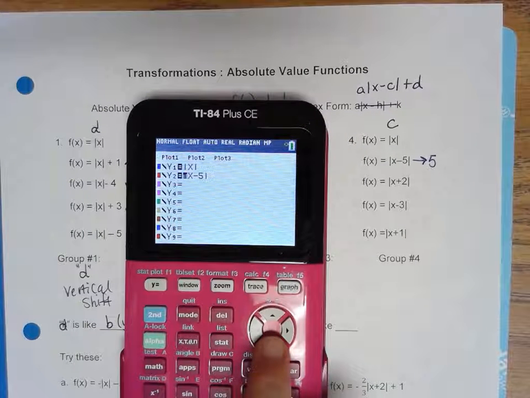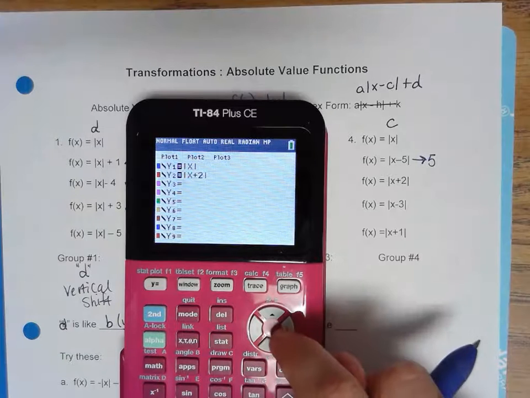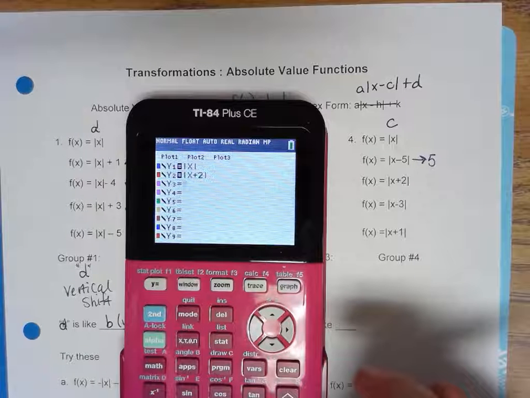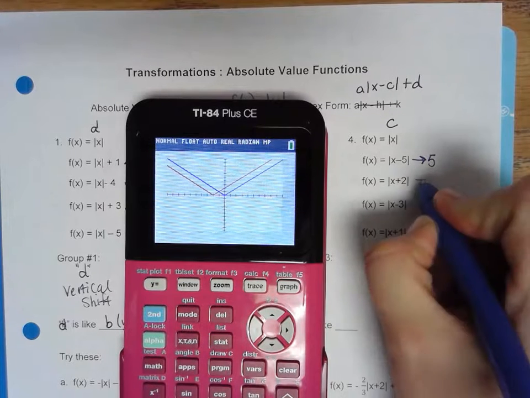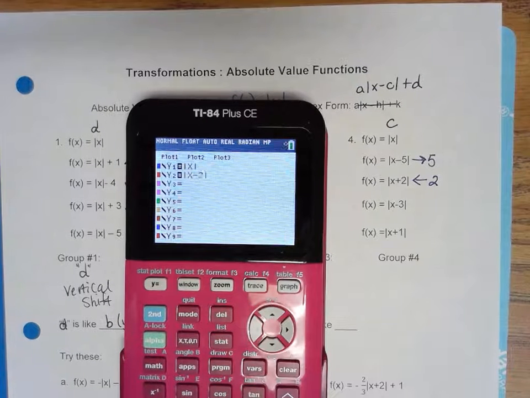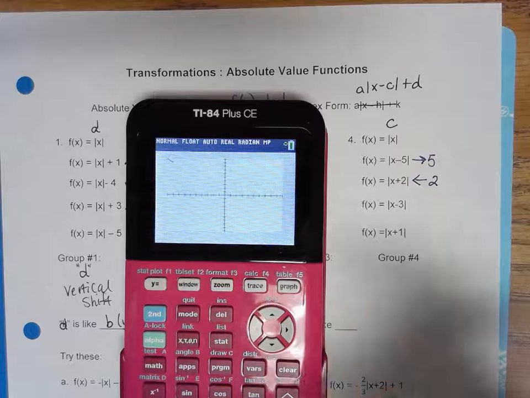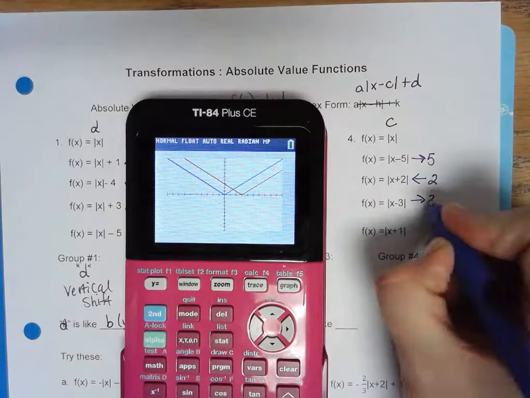That's weird. So I'm going to hit plus 2 because I'm going to put this one in now. And I'm going to go ahead and hit graph. So there's the parent. Now, oh, that one moved to the left 2. So I'm going to change to minus 3. Let's see if it moves to the right, which is what I bet you're thinking is going to happen. And sure enough, it moves to the right 3.